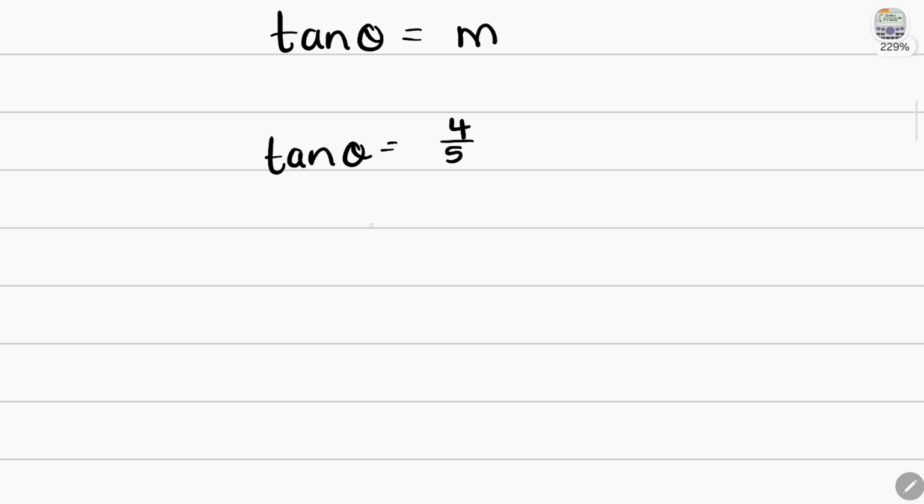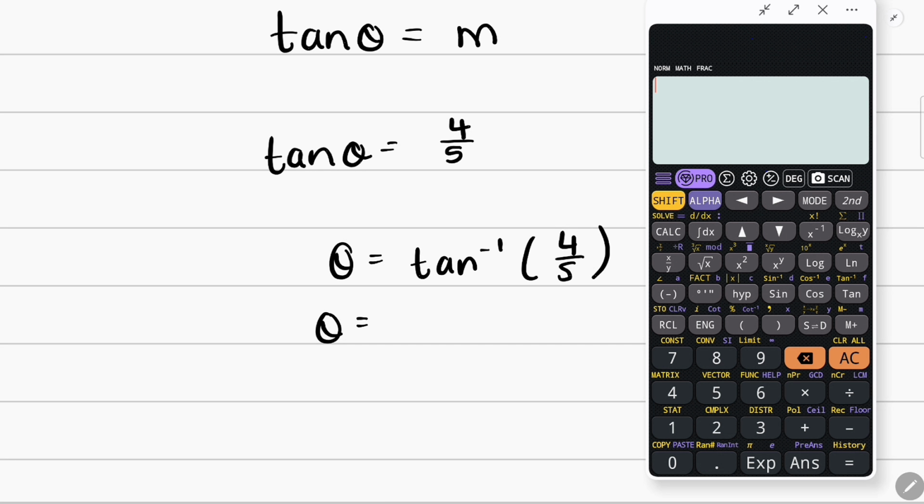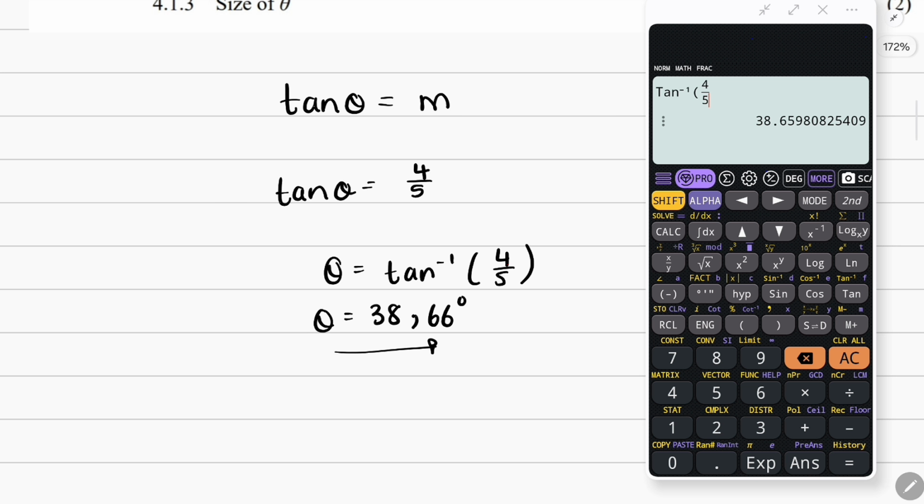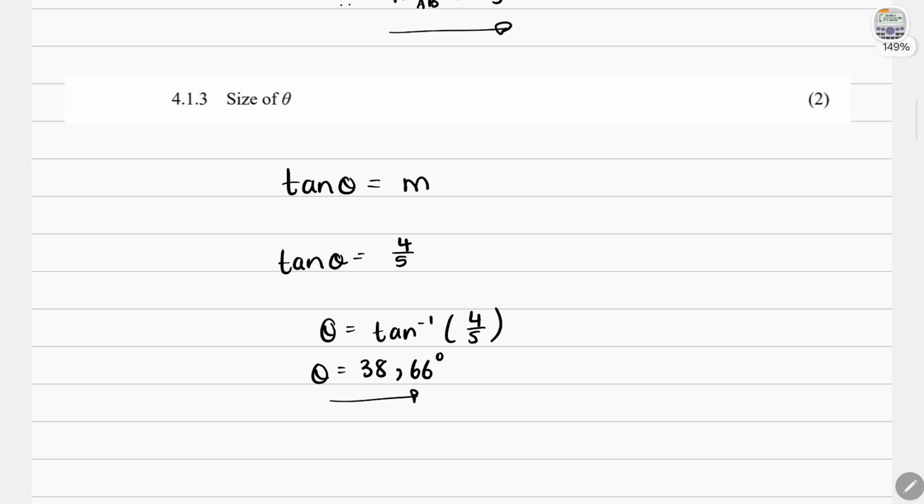And then to find that answer for theta, we'll simply just take tan inverse. So we're using the second function of tan. So this is 4 over 5, shift tan 4 over 5, and then let's just find out what that is. So shift tan 4 over 5 is simply equal to 38 point, and that is going to round up to a 6. And you can just leave it like that, that's fine. So 38.66 degrees, and that is our answer. That is the size of theta. Moving on to the next question.